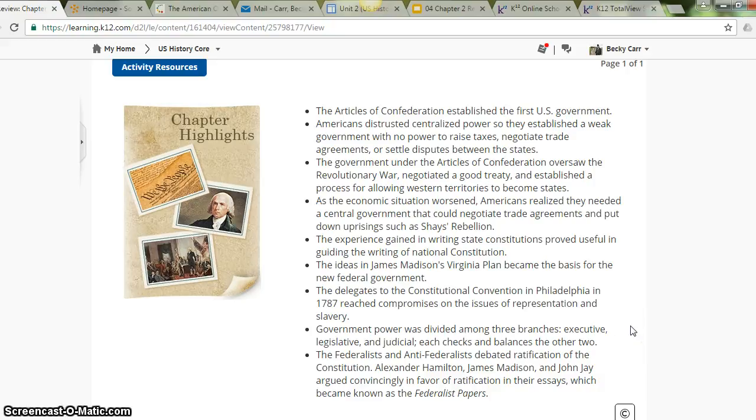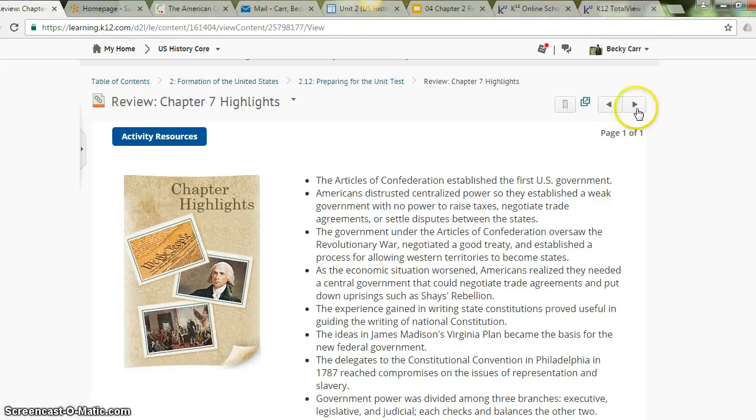The Federalists and Anti-Federalists debated ratification of the Constitution. Alexander Hamilton, James Madison, and John Jay argued convincingly in favor of ratification in their essays, which became known as the Federalist Papers.